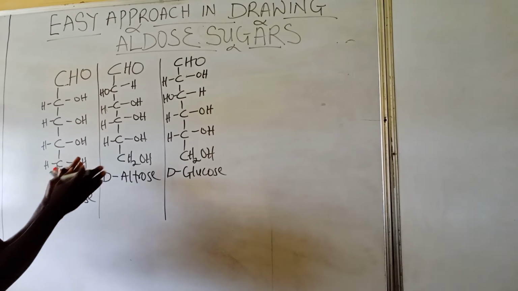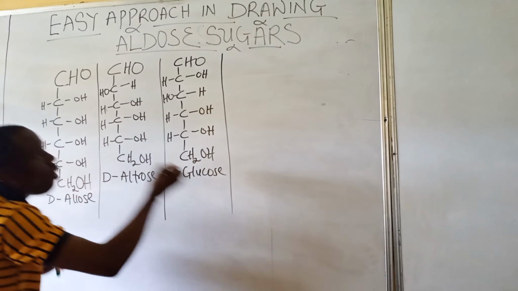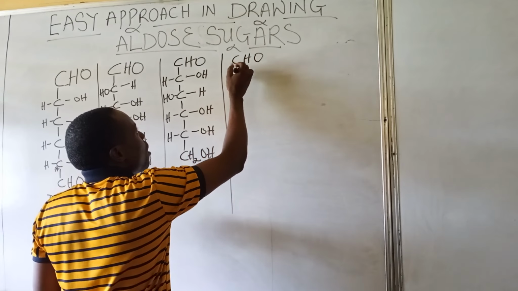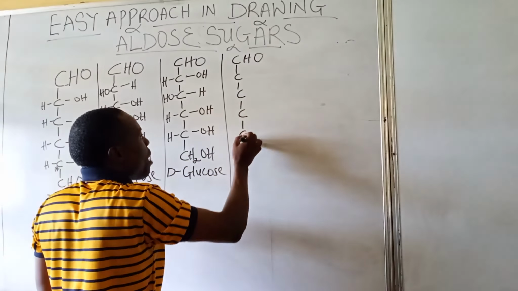I hope you are following. So let's continue. Now we'll move to the other one again. CHO, which is the functional group. 2, 3, 4, 5, then 6.